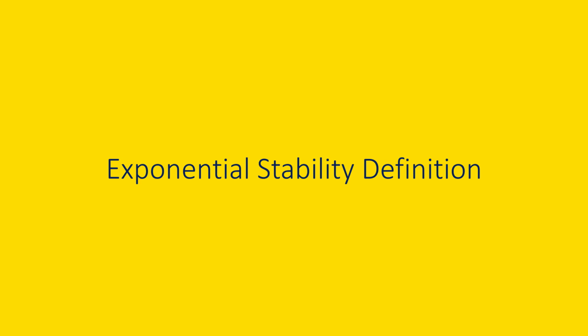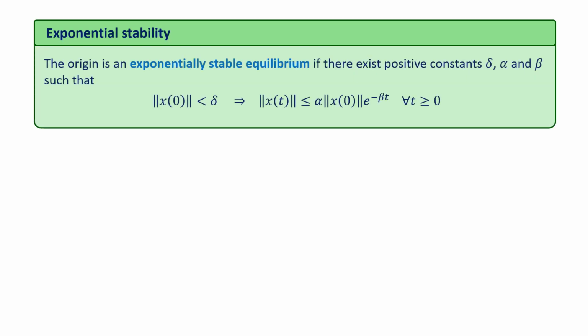We finally define the last stability notion, which is exponential stability. The origin is exponentially stable if there exist positive constants delta, alpha, and beta, such that norm of x of 0 less than delta implies that norm of x of t is less than alpha times norm of x of 0 times e to the power of minus beta t for all time. We see from the inequality that as t approaches infinity, the norm of x of t goes to 0, which means that x of t goes to the origin.